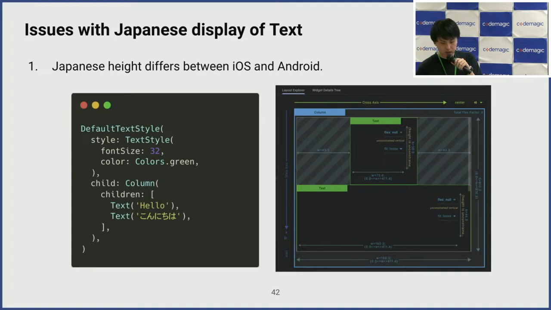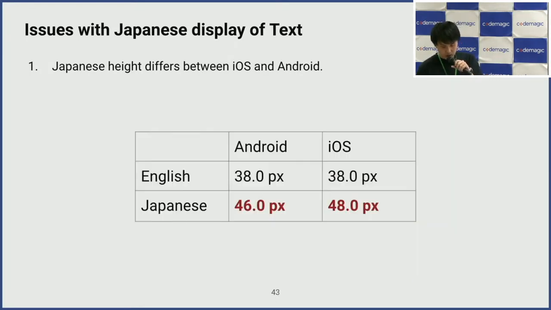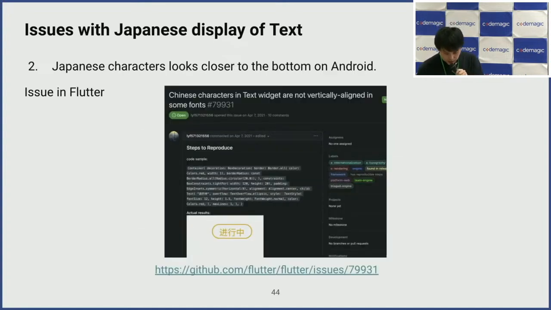First, let's talk about the first issue. We will write code like this and check it with the inspector tool. I'm using a font size of 32 and a green text style for English and Japanese each. You can see that the English text is the same at 38 pixels, but the Japanese text is different, at 46 pixels for Android and 48 pixels for iOS. The second issue is also an open issue in the Flutter repository, still open since 2021.